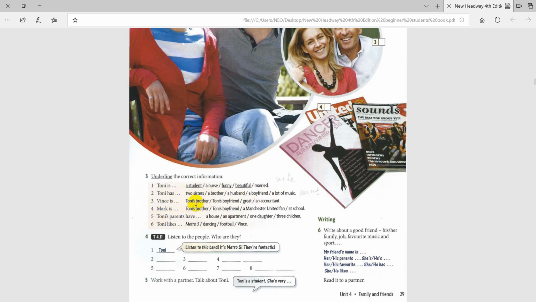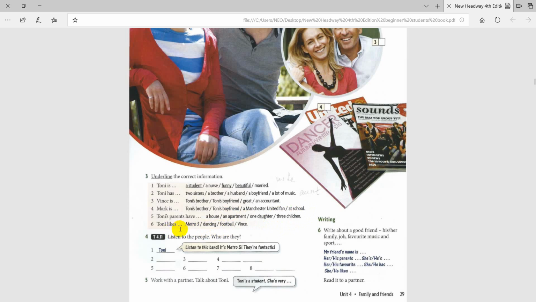Vince is Tony's brother. Tony's boyfriend? Yes, Tony's boyfriend, that's right. Great. Yes, he is great. An accountant? No, her father is an accountant. Mark is Tony's brother. That's right. Tony's boyfriend. Wrong. Manchester United fan. That's right. At school, also that's right.